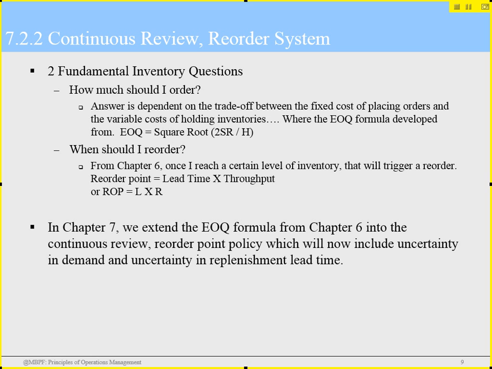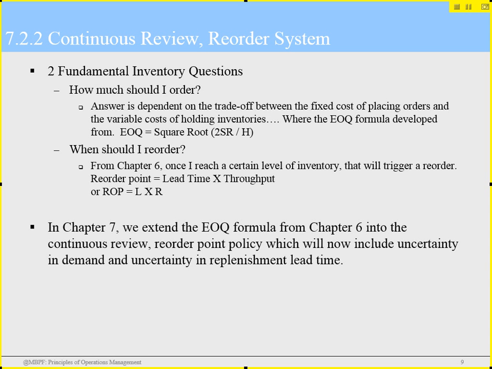And then chapter 6 again, once I reach a certain level of inventory, that should trigger a reorder. Well, my reorder point is the lead time times my throughput. Again, very straightforward. If I use 10 units a day and life is perfect and it takes 2 days for it to arrive, my reorder point is 20, right? That's not hard to figure at all. That's just common sense. Sometimes when we look at the formulas, we think they're harder than what they are. They're not. They're just trying to restate what we would do common sense-wise if we were looking at that particular problem.